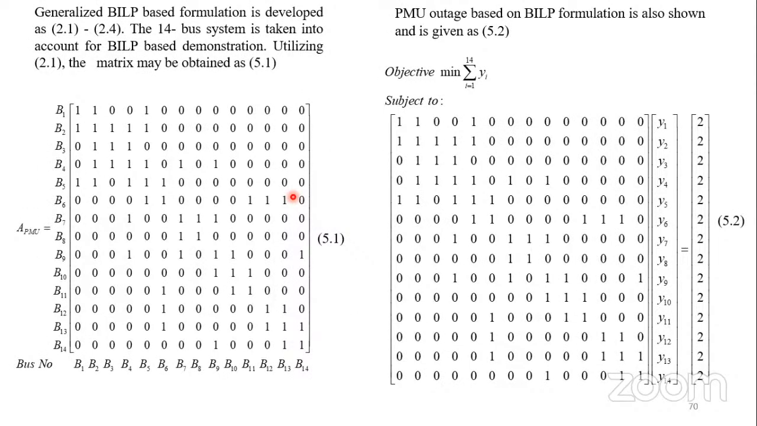Now, the concept is the same. I have used the BILP here. This is a 14 into 14 matrix, and this is subject to the constraint y1. This whole matrix is A, this is y, and this is the b matrix. We have taken 2, which means we are talking about the PMU outage.